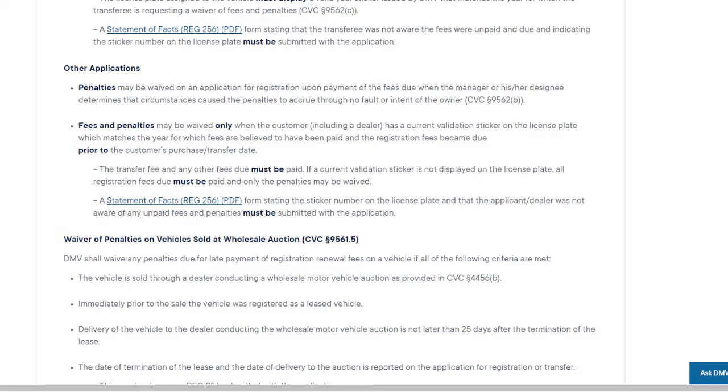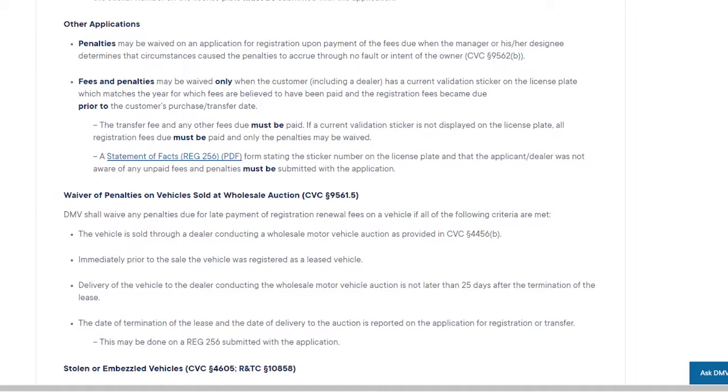Immediately prior to the sale, the vehicle was registered as a leased vehicle. Delivery of the vehicle to the dealer conducting the wholesale motor vehicle auction is not later than 25 days after the termination of the lease. The date of termination of the lease and the date of delivery to the auction is reported on the application for registration and transfer. This may be done on a REG 256 submitted with the application.